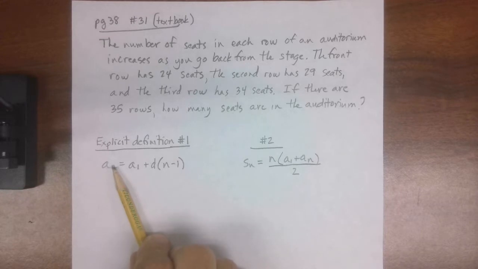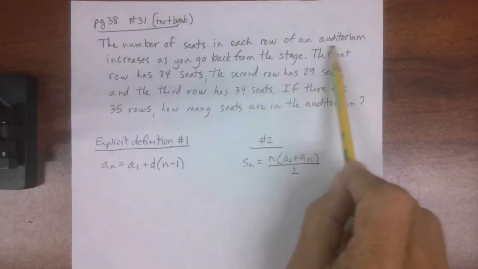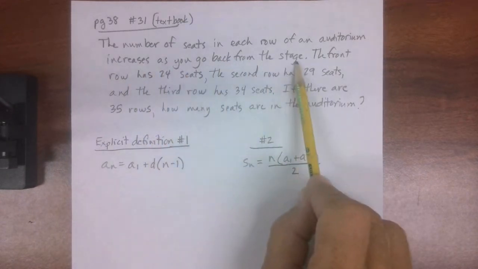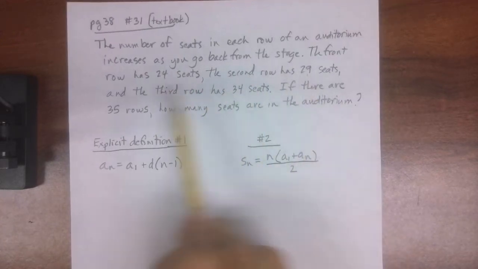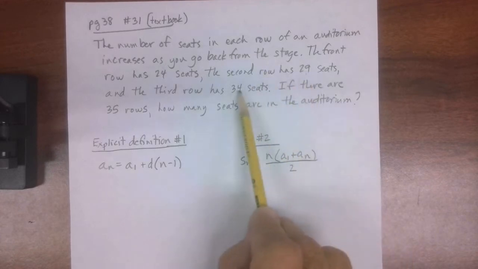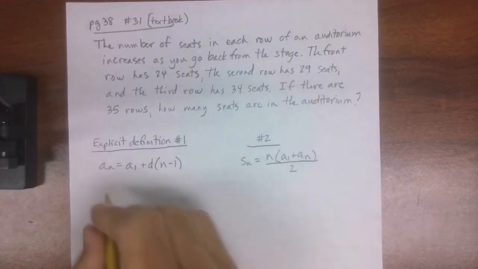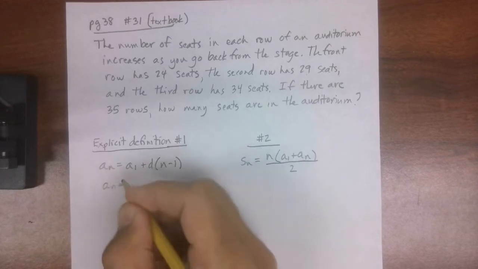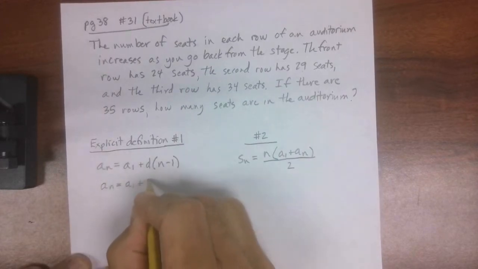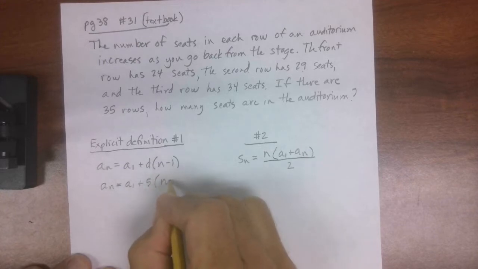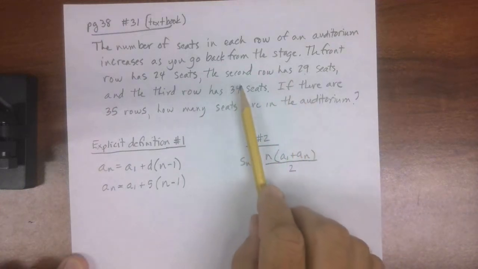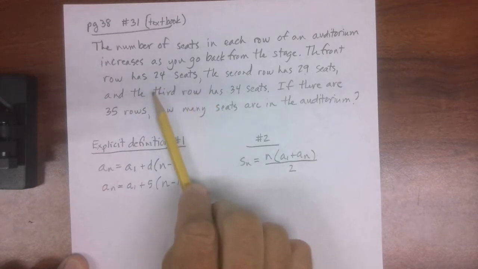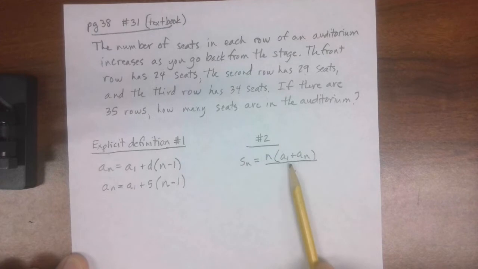So with all that being said, the number of seats in each row of an auditorium increases as you go back from the stage. Front row has 24, second row 29, there's a difference of 5. Third row has 34, again a difference of 5, so we've noticed d is 5. So we can fill this in right now. Just by looking at the information, we're like, aha, we're onto something. And they're not asking for how many seats are in row 33, how many seats are in row 32.